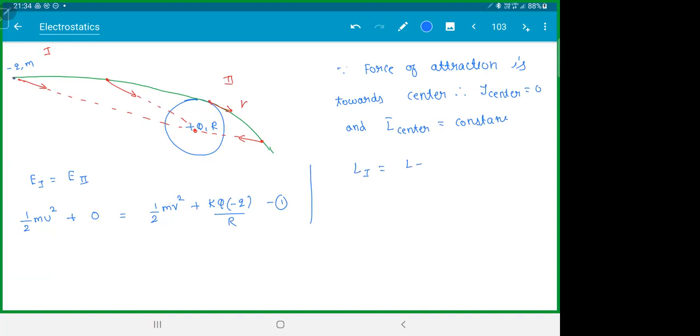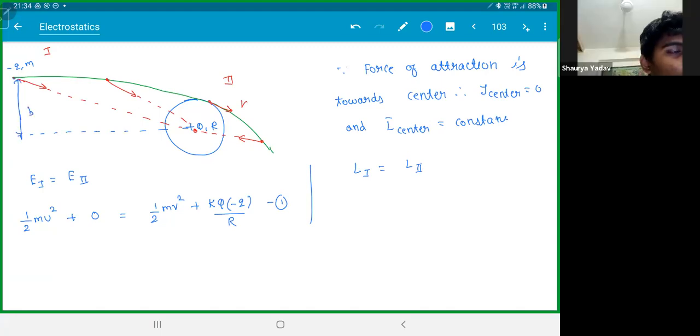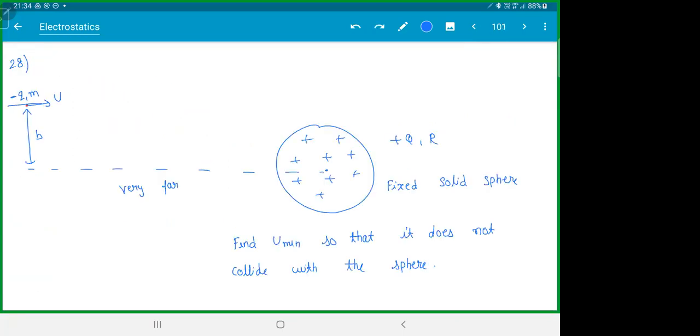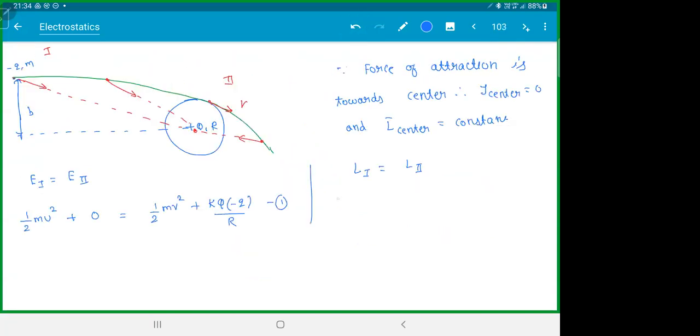Angular momentum is conserved. State 1 is equal to state 2. How do you conserve angular momentum, everyone? Perpendicular distance, right? What is the perpendicular distance? b. Even though it is very far, when you are solving angular momentum, you take the velocity and drop the perpendicular, isn't it? You take m, r perpendicular into v. R is not the distance between them. R is the perpendicular distance. So this will be m r perpendicular into v1 is equal to m r2 perpendicular into v2.